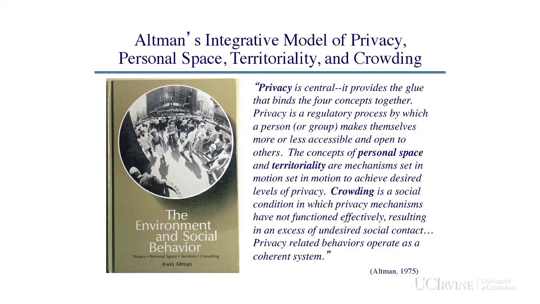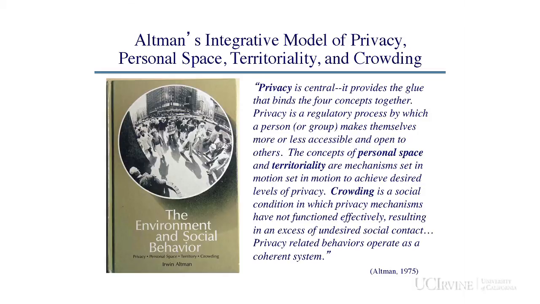So if you want more privacy, you step away, you increase your personal space, or you set up a territory in your room where you put on your door, you know, please don't disturb me now, or visitors are not welcome. So you set up territorial devices to push people away. Crowding is a social condition where privacy mechanisms have not functioned effectively, so you have an excess of undesired social contact. And privacy-related behaviors, all these behaviors are working as a dynamic system.